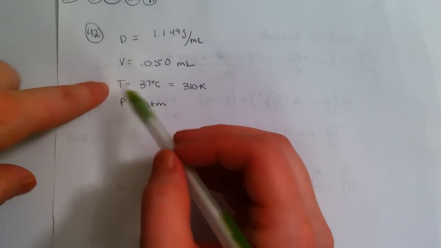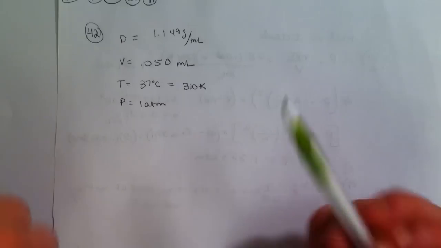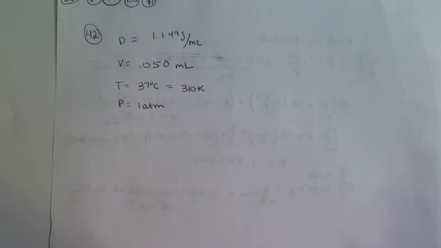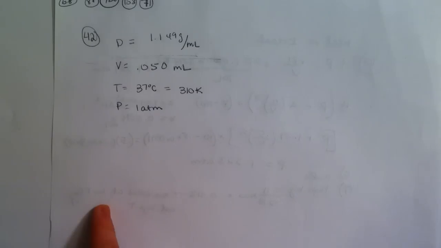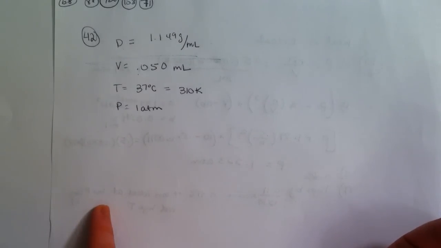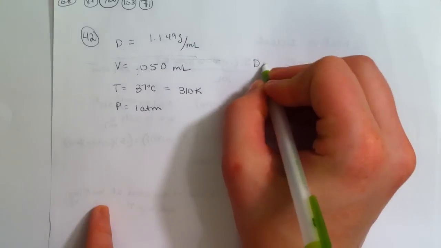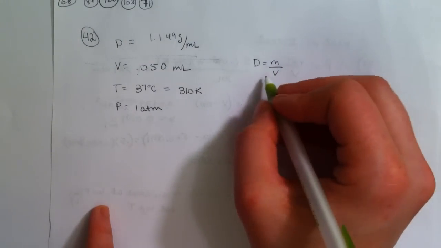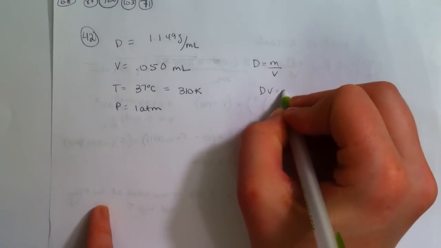Okay, so we have a P, a V, a T, and we have an R, and all we need is an N. And so we're going to use this density and find our N. So, let's see, we know our volume and we know a density, so we can find the mass. So we have density equals mass divided by volume. So, density times volume equals mass.